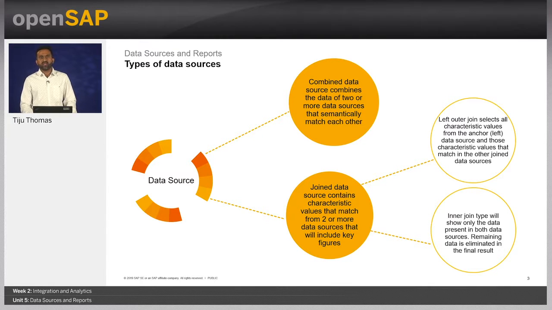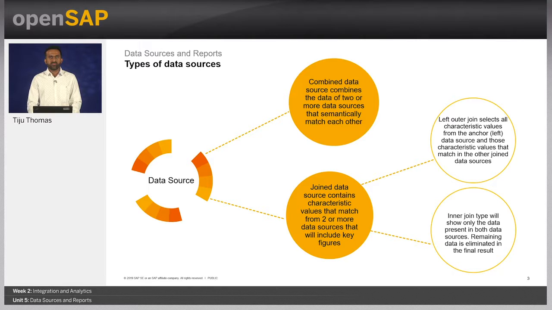Left outer join data source is a type of join that selects all characteristics values from the anchor data source, and those characteristics values that match in the other join data source are added along with any key figure values. Inner join data source is a type that will select only characteristics from the data source to be joined that match in the joint data source field along with any key figure values.